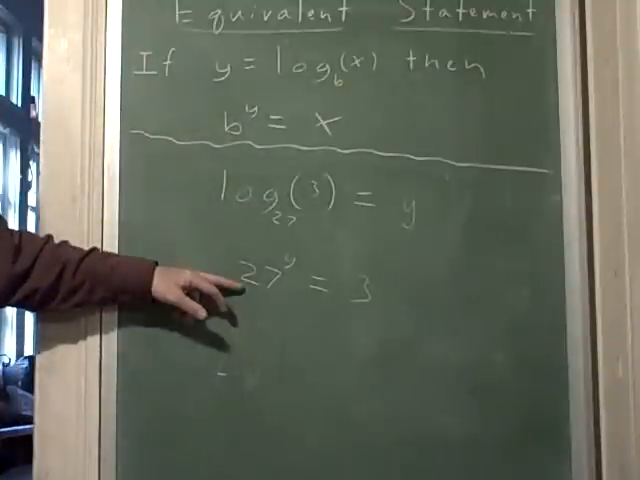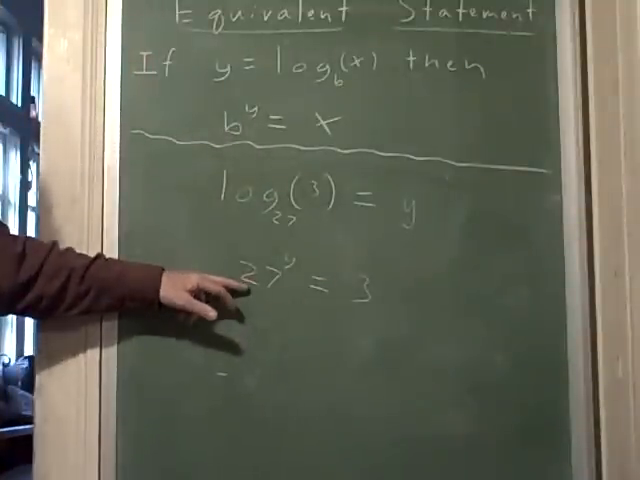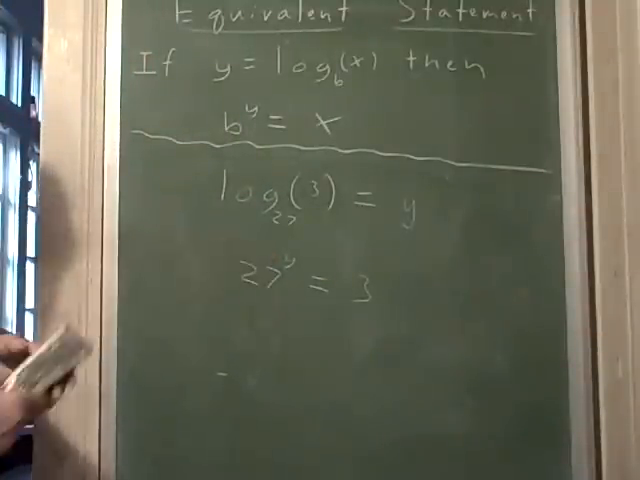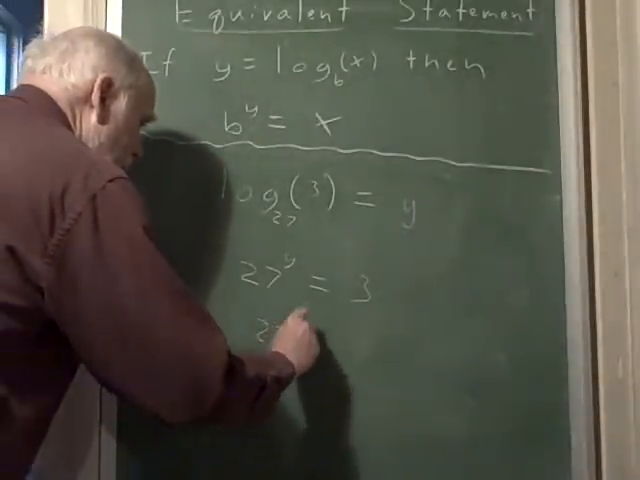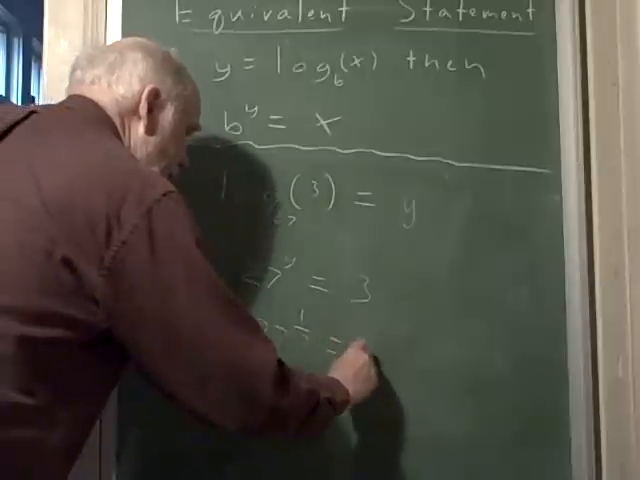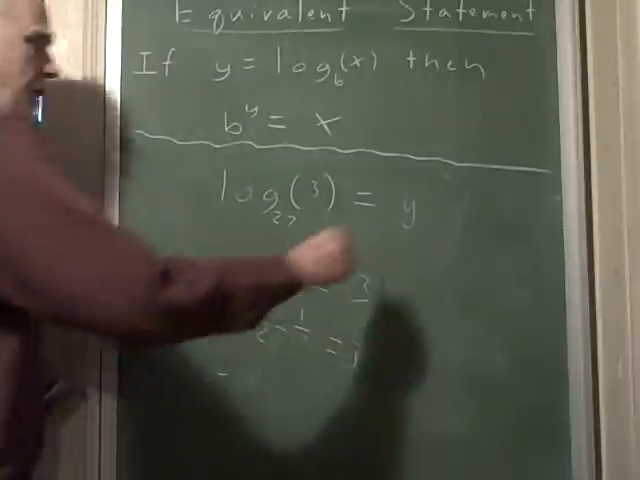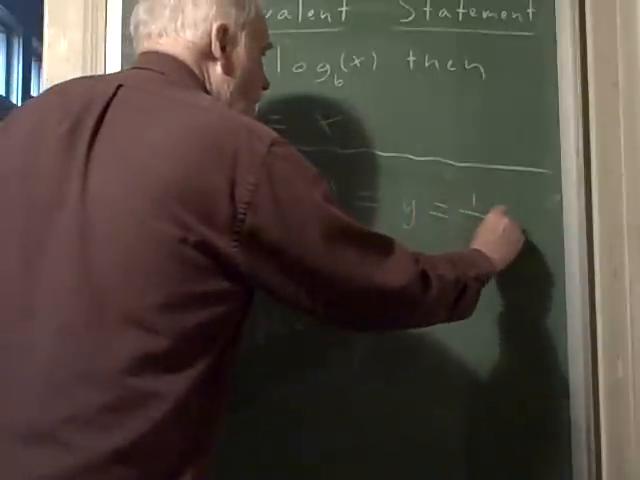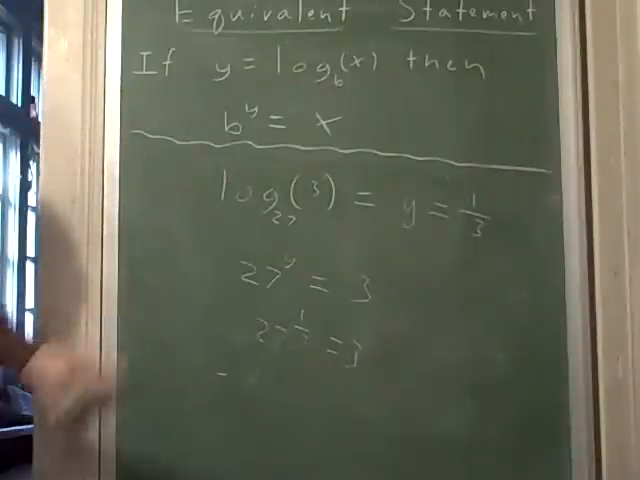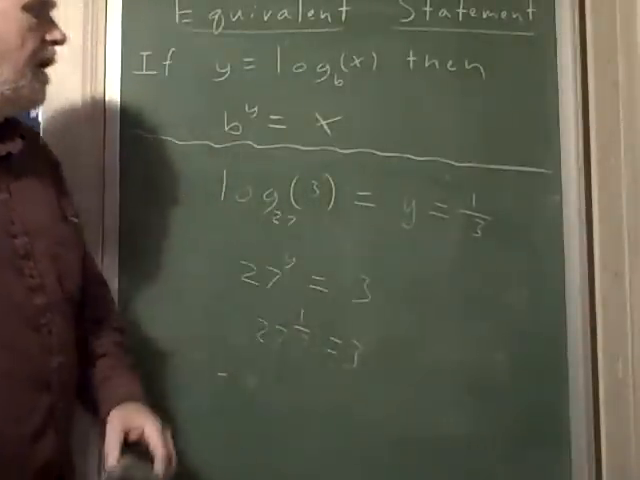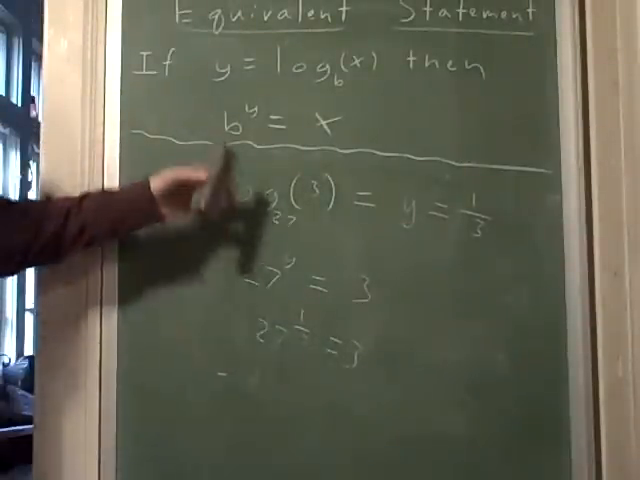Now we know the cube root of 27 equals 3. And remember, the cube root is the 1/3 power. So if I take 27 to the 1/3 power, I get 3, right? So y is 1/3. So we say that the log of 3 base 27 equals 1/3. Okay, in the next video we're going to do more of these.